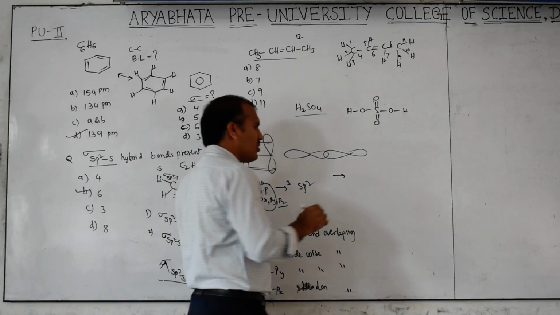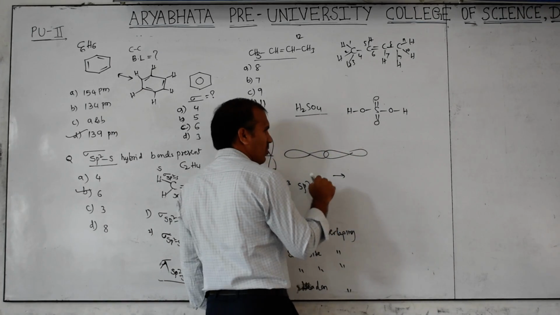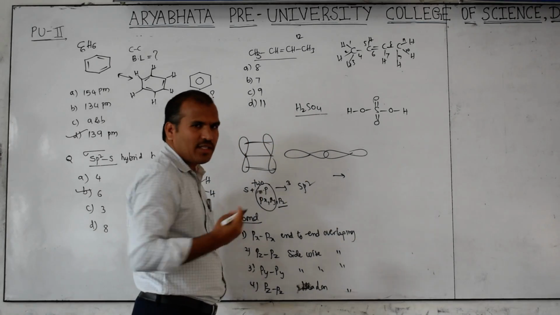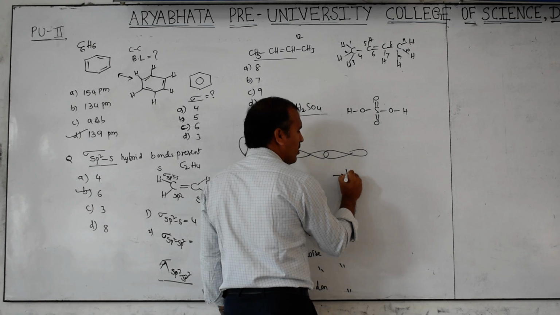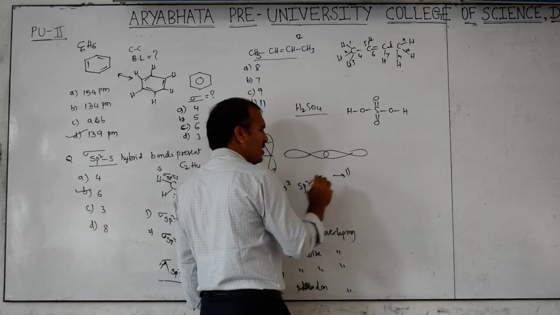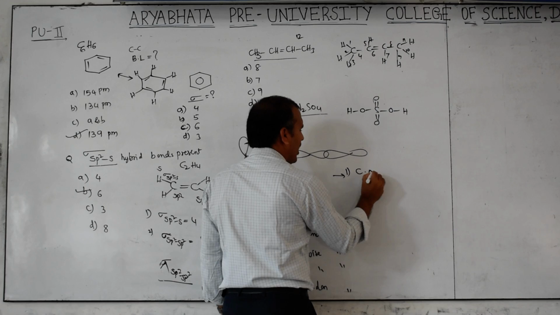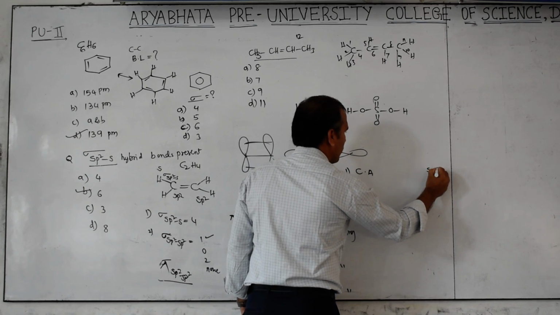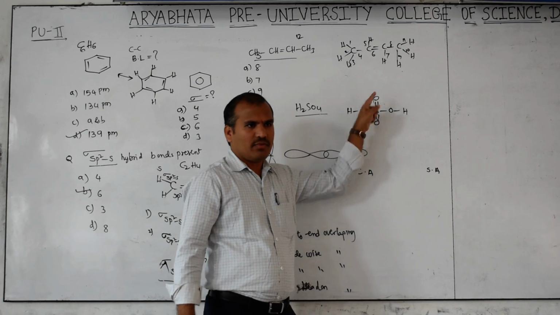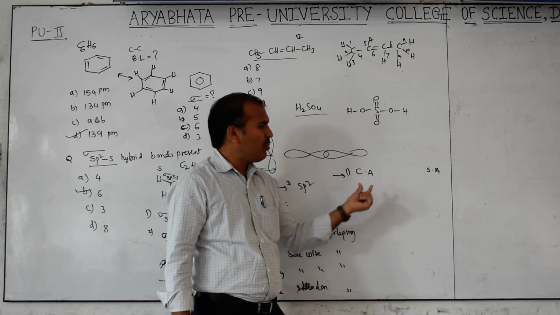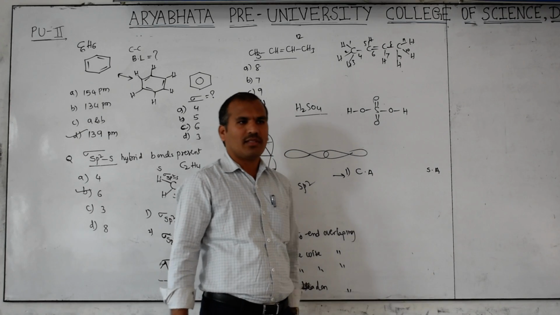So what are the rules? I will give them. I am not following the exact textbook, but the pattern I am representing here, you follow that. A central atom will be there and surrounding atoms will be there. Consider this: this is the central atom, these are surrounding atoms. CA means central atom, SA means surrounding atom.